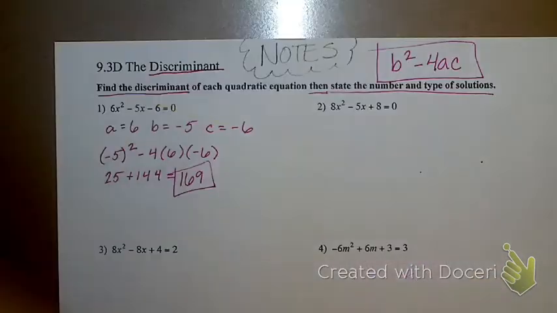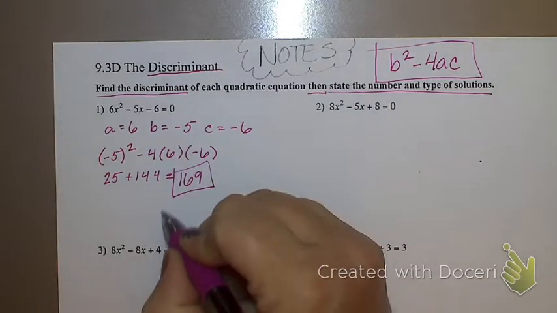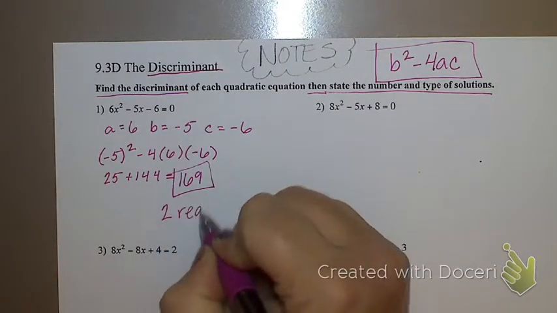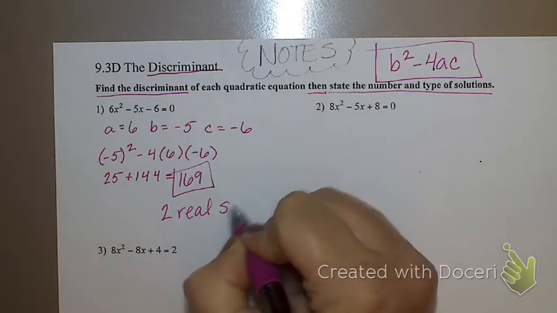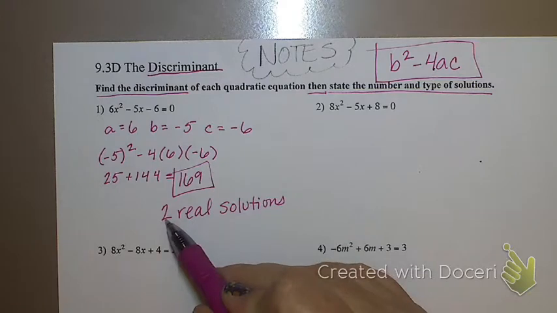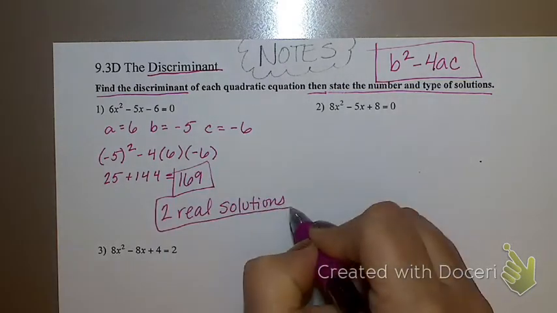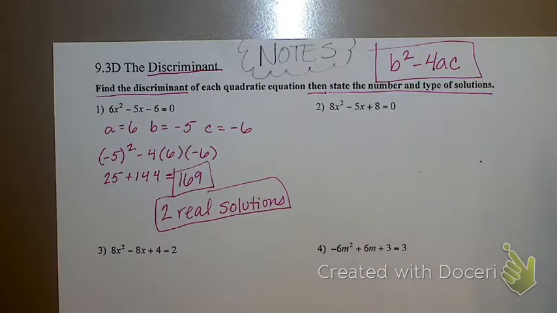So when it says find the discriminant, I did that. State the number and type of solutions. I'm going to say two real solutions. That tells me the number and the type of solutions. And that's all I'm doing. I just wanted to give meaning to it before I actually got into it.